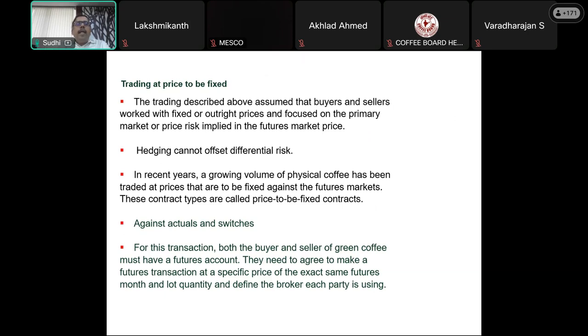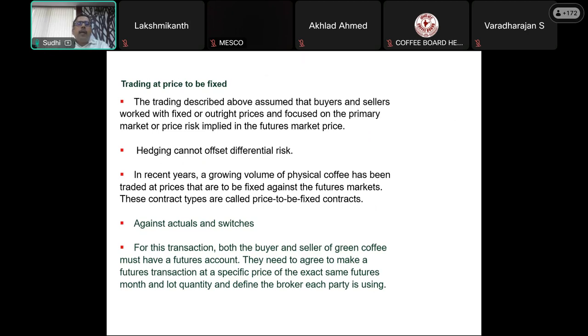So whenever any exporter is negotiating the price, either you can say this is my outright price at which I'll sell today, and the buyer also has to accept it, or they are going to fix a differential and say that the terminal price has to be fixed at either the seller's call or the buyer's call. So these are the terminologies which are commonly used in the coffee trade.